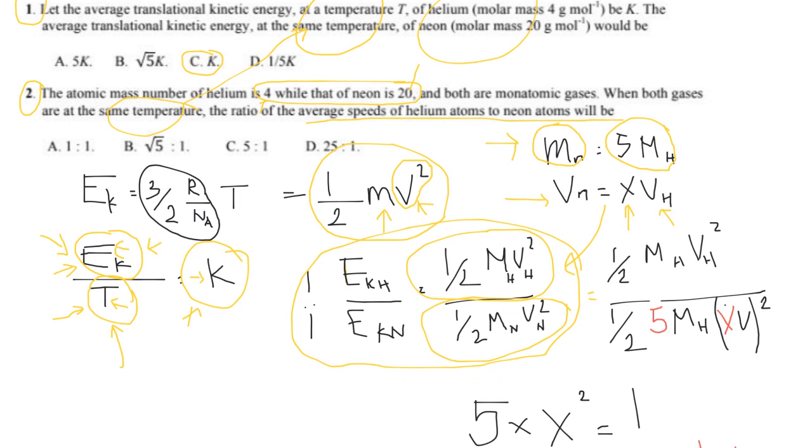So now what we can see is that the answer is B. I had it as 1 over square root of 5 when I did the average speed of neon in terms of helium. But the other way around now would be square root of 5. I hope that makes sense.